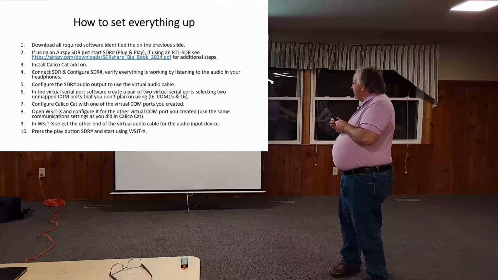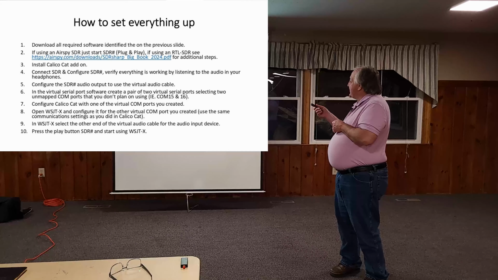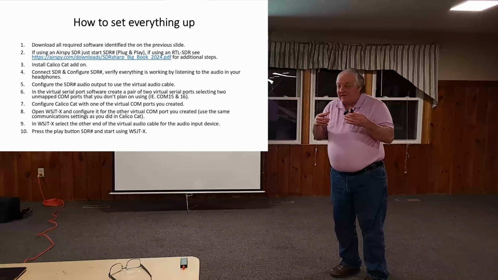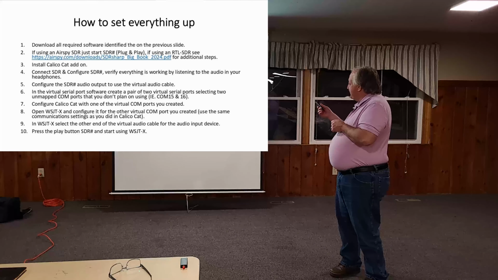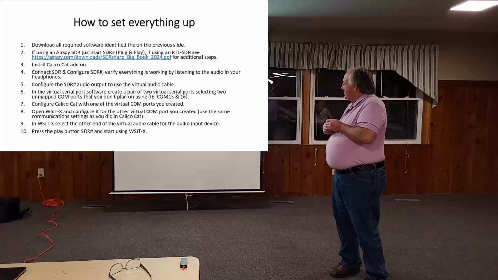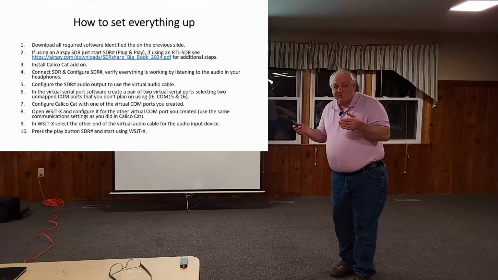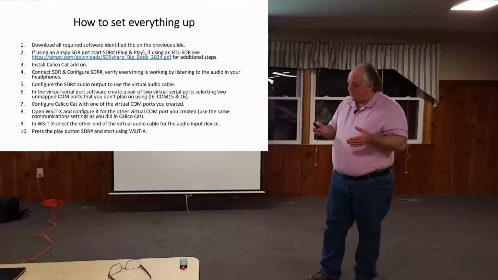So you do that. And then I open WSJTX and configure it for the other COM port that you created. And you use the same settings as in Calico Cat so that you can communicate between the two. In WSJTX, you select the other end of that virtual cable. And then finally, you just press the play button on the SDR and then start using WSJTX. And at this point, you should be able to control SDR Sharp and the SDR from WSJTX.